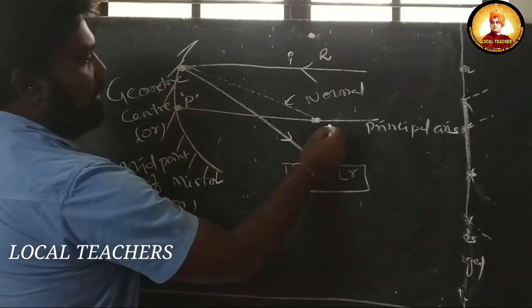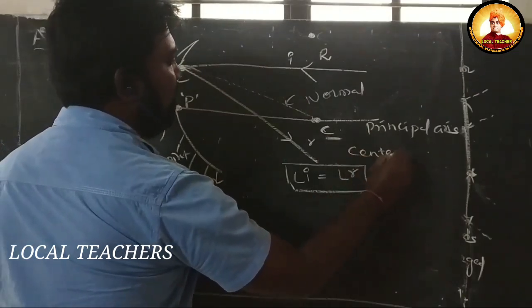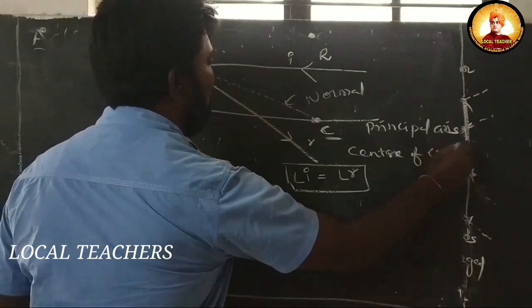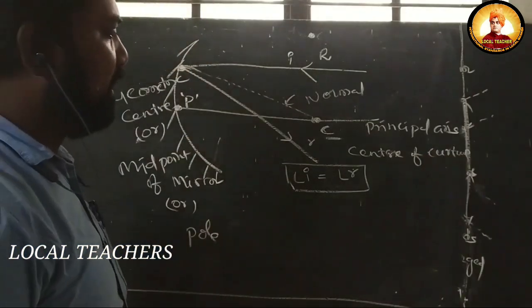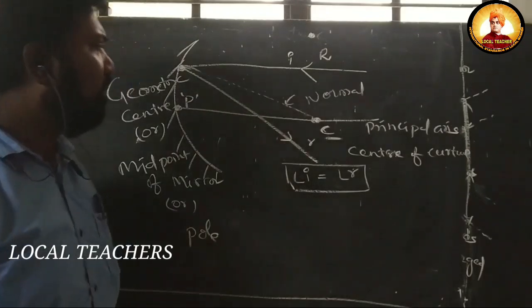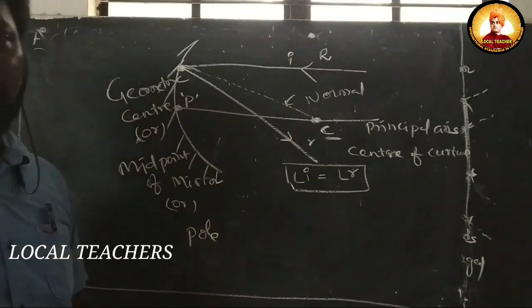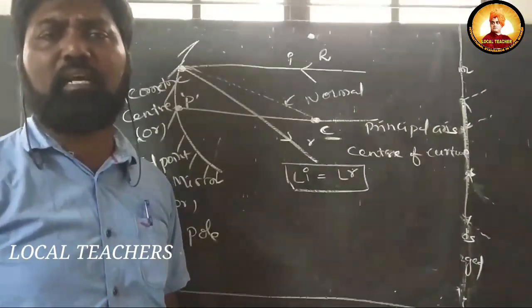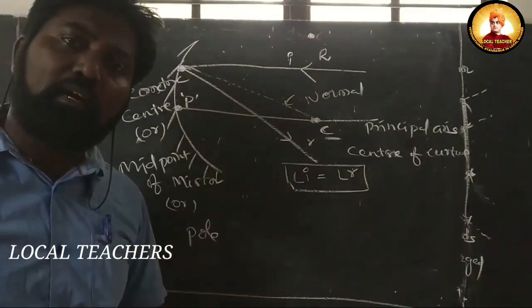This C is nothing but the center of curvature. It is the center of the sphere. From where are we getting this curved surface? A curved surface is nothing but a spherical mirror. It is a true portion of the sphere.